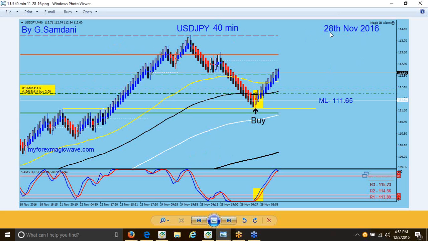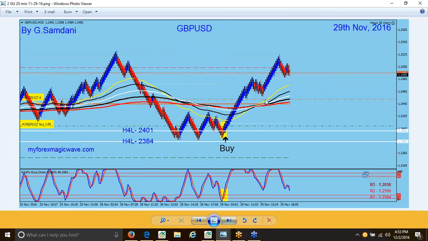USD/JPY, 40-minute chart, beginning November 28th. Bouncing from here, going to the upside. Yen weakness was the key factor in this one, and you will see a lot of trades based on yen weakness. Here, GBP/USD, I think it's a 20-minute chart on the 29th, the next day, bouncing from these levels, indicators all the way down, turning up. These candles are turning from red to blue, and you can see my yellow markers here. This is my entry, and this is the SL, moving into positive territory, locking in some profit.